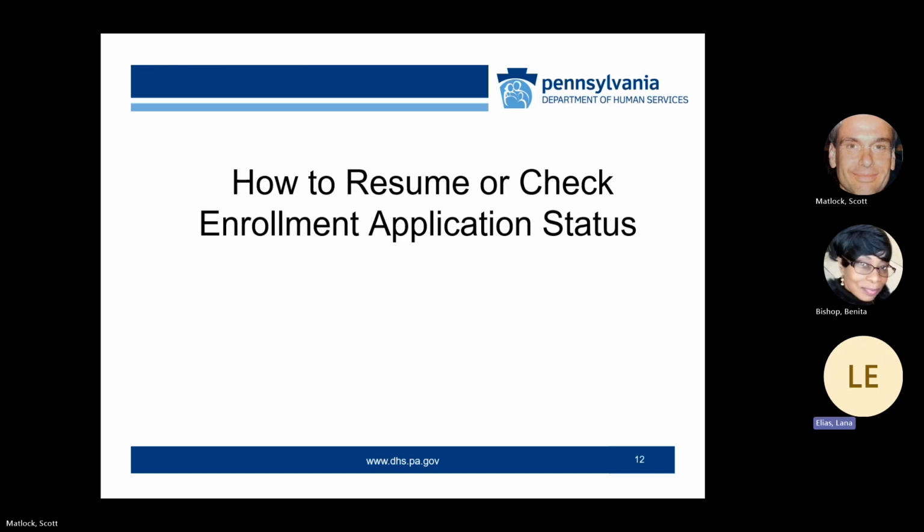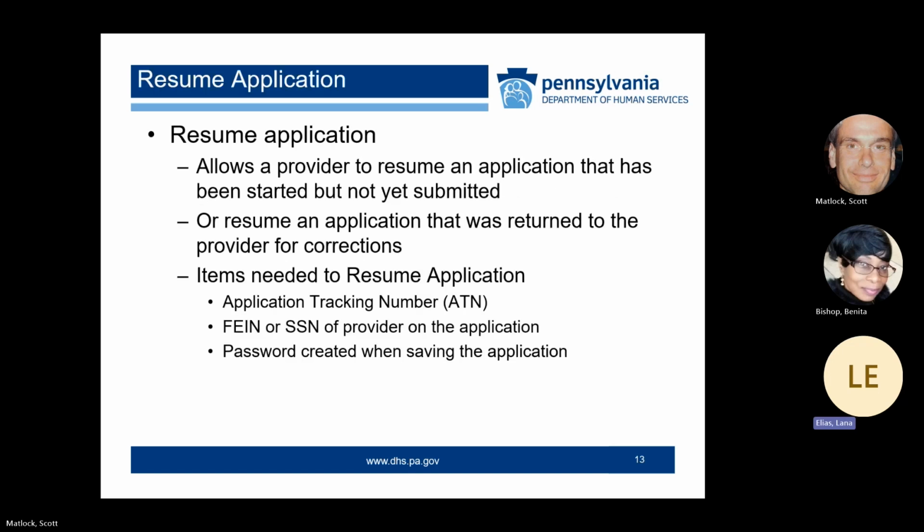Resuming an application. So how to check the enrollment application status. Resume an application does allow a provider to resume an application that has been started but has not yet been submitted, or resume an application that was returned to the provider for corrections. Items needed to resume an application would be the 10-digit application tracking number, the tax ID or social security number of the provider on the application, and the password created and saved when saving the application.